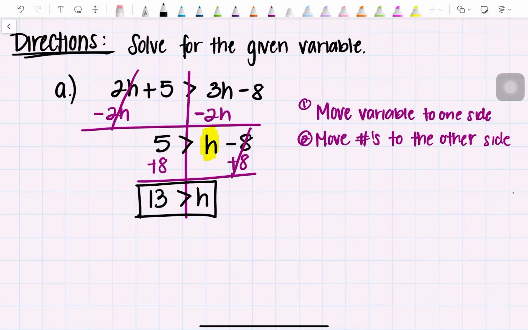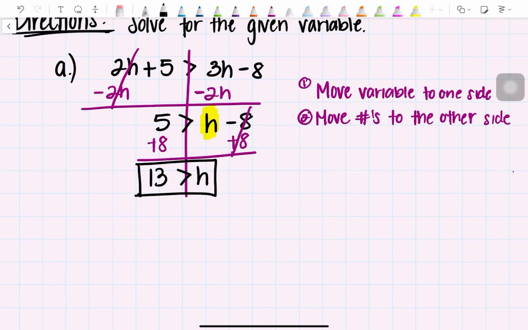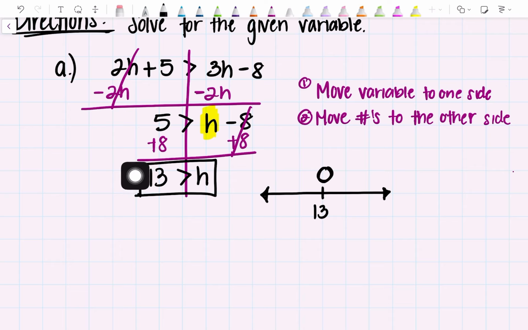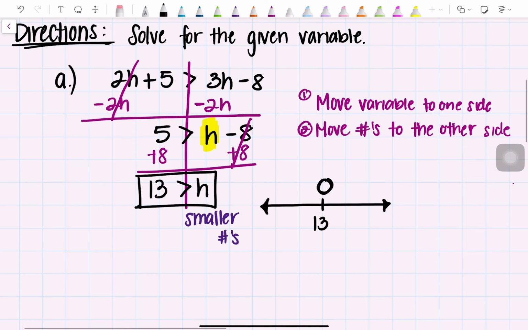If I were to graph this, I have a 13. This is going to be an open circle because of the inequality. If I take a look at h, the inequality is not open towards h, therefore h is going to represent the smaller numbers. And smaller numbers are going to the left. So all numbers that are smaller than 13 are found on the left side of it.